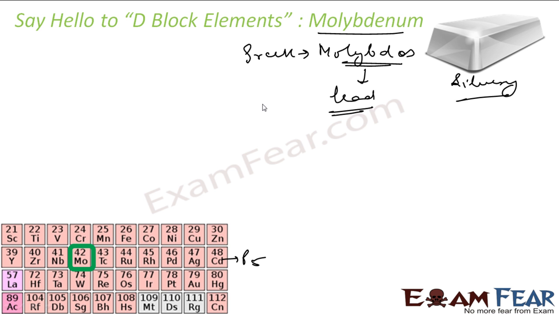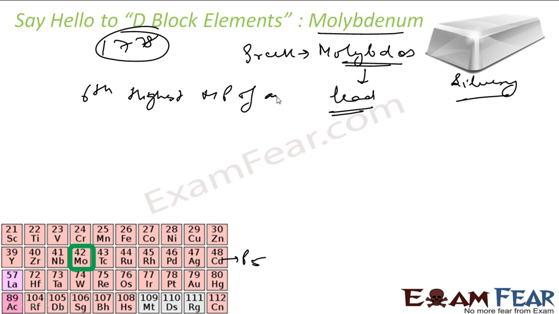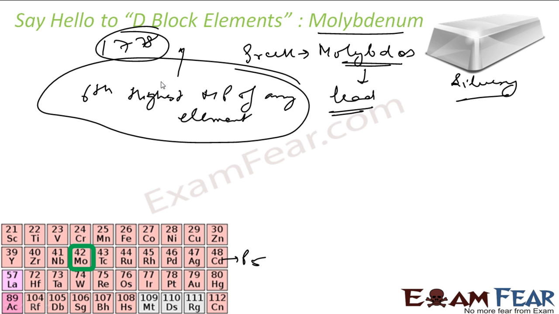It was discovered in 1778 and it generally occurs in the combined state. It has a very high melting point. In fact, it has the 6th highest melting point of any element. Forget about the metal, of any element, this has the 6th highest melting point. Since it is very hard, it is used in steel, stainless steel production, and also to create superalloys.